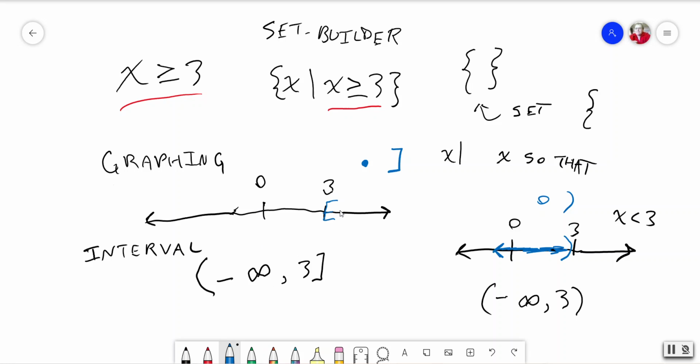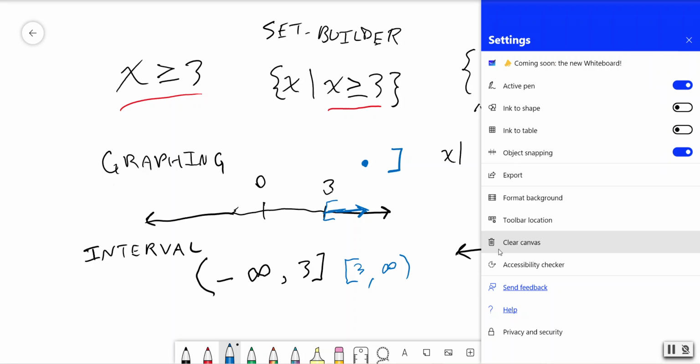Okay, the other thing I need to tell you about is compound inequalities, conjunctions, and disjunctions. Like I could say x is greater than 2 and x is less than 5. So two things are happening at once here.